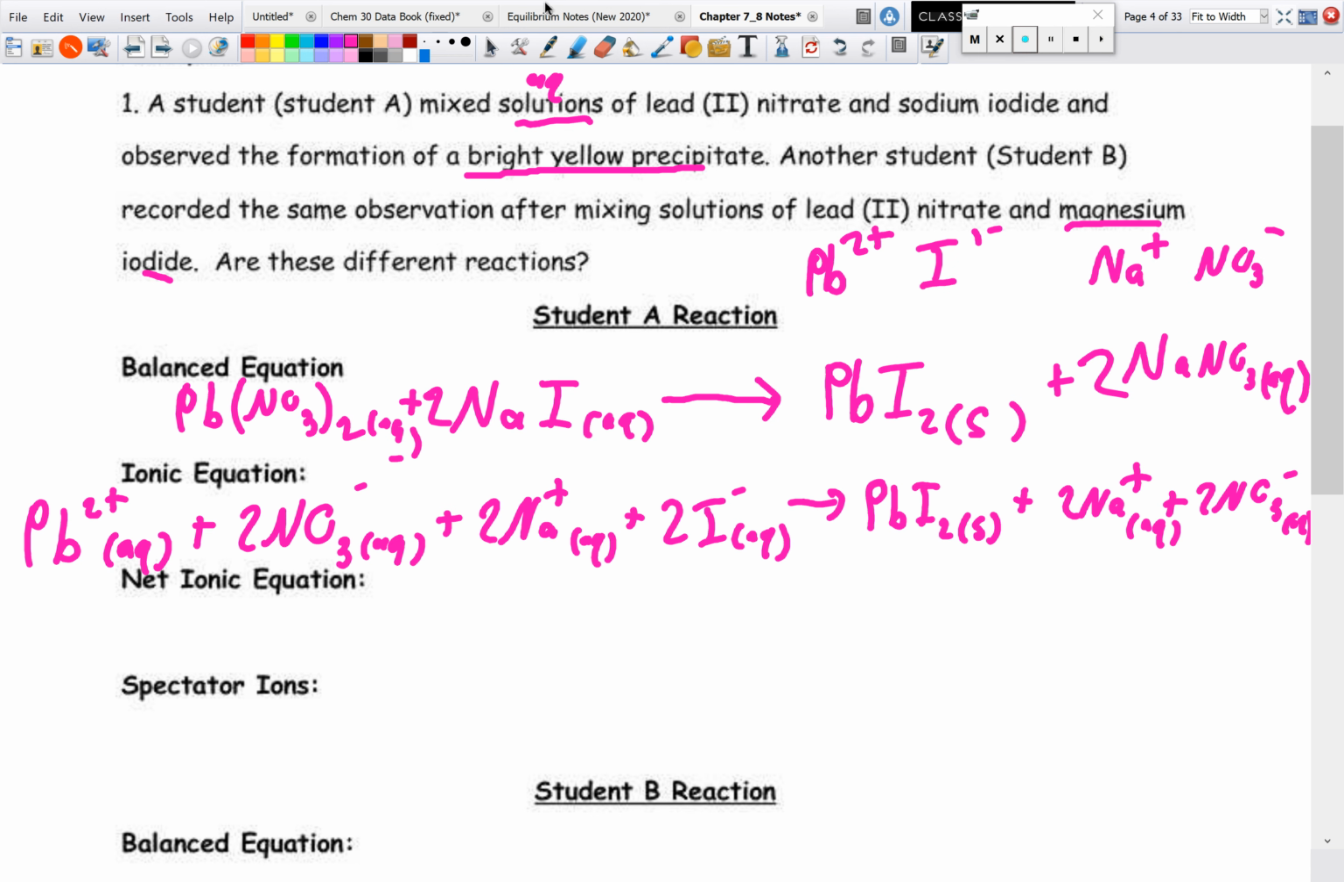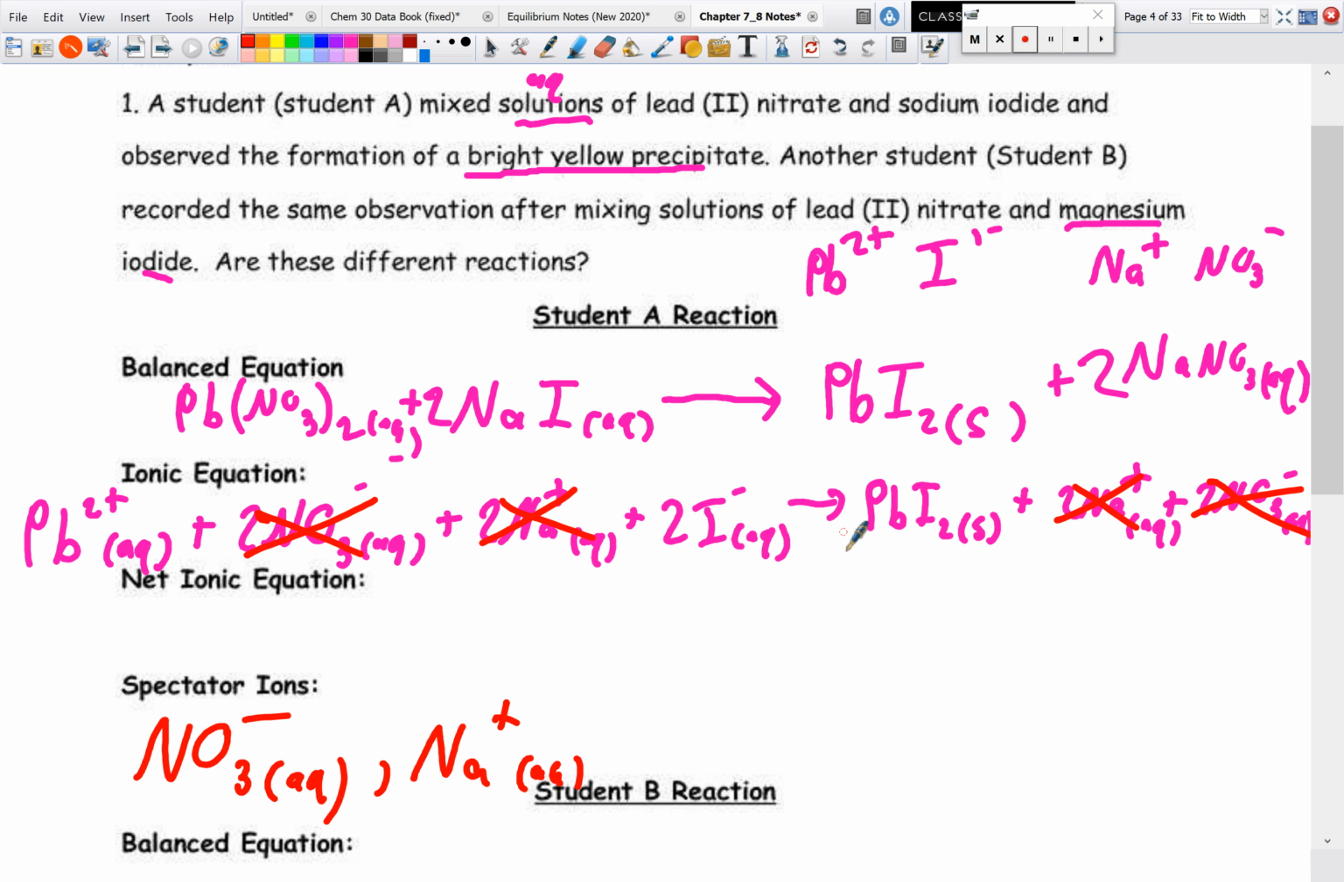Now, this does look a little bit messy, but now we are going to go through the process of canceling out entities that did not change. By a change, if we look at the lead example, we see lead 2 plus forming lead 2 iodide. So this is an ion forming a solid. So that is a change. When we look at our nitrate example, we got 2 NO3 minus aqueous, 2 NO3 minus aqueous. The nitrate ion did not change. So we're going to cancel that out and move it down here into our spectator ions. Also we'll notice the sodium, 2 Na plus aqueous, 2 Na plus aqueous. Sodium also did not change, so that is also a spectator ion.